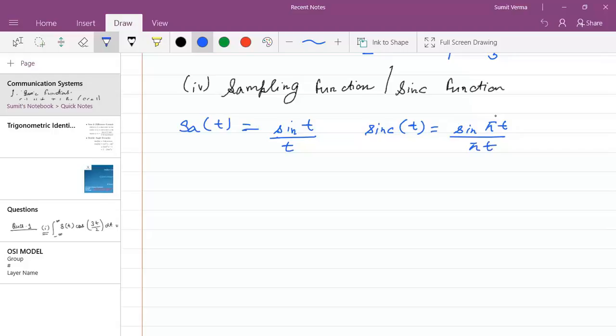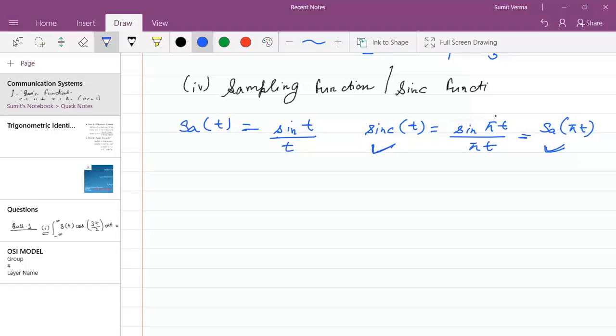Basically, if I want to write sinc in terms of the sampling function, I can write it as Sa(pi t). So sinc and sampling can always be interchanged. You will see the sampling function more when you are studying signals and systems, but when we are studying communication systems, you will use the sinc format more than the sampling format.